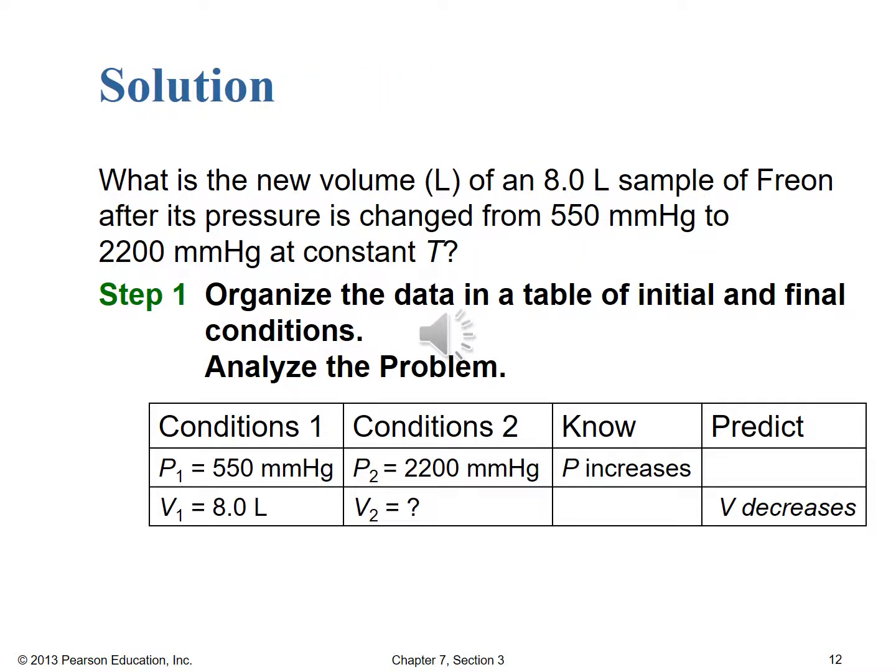All right, so in step 1, remember we're organizing the data into a table of initial and final conditions and analyzing the problem. So here, conditions 1, we know P1 is 550 millimeters of mercury, V1 is 8.0 liters, P2 is 2200 millimeters of mercury. This time V2 is what we're solving for, and we know that pressure here is increased by a factor of 4, so we expect that the volume will decrease also by a factor of 4, but we're not quite into the numerical end of things just yet.